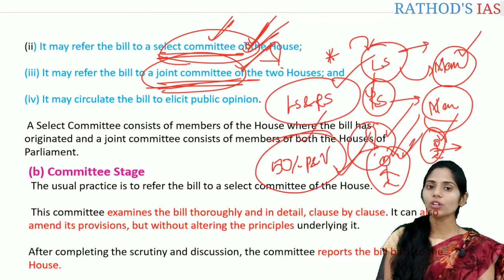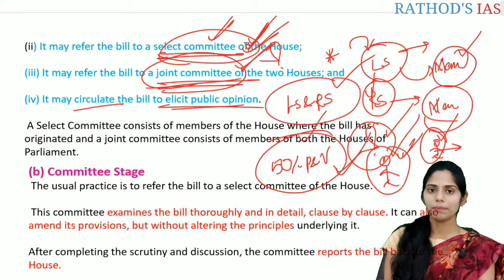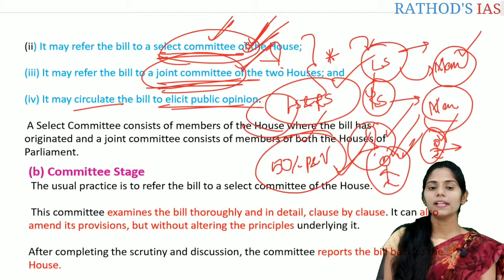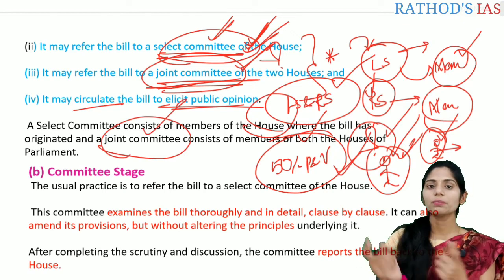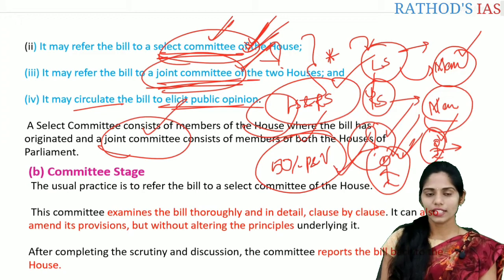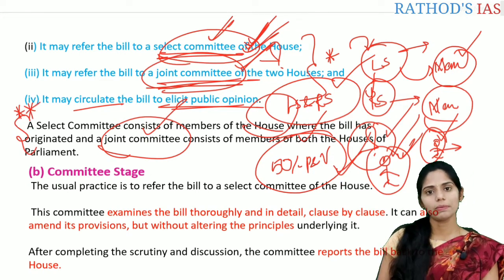And later on, the 4th option here is, it may circulate the bill to elicit public opinion. So these are the 4 things that can be done in this stage. One important point here is that a select committee contains the members of the House where the bill has originated, and the joint committee contains the members of both the houses of Parliament. That means the Lok Sabha and also the Rajya Sabha. So these are the important points regarding the prelims that you should remember.